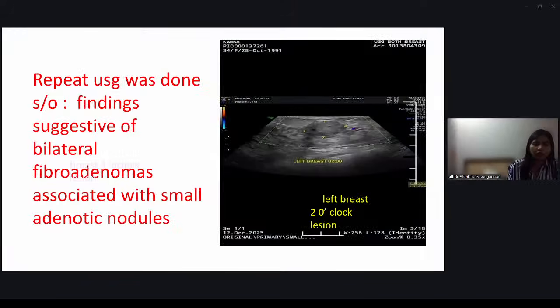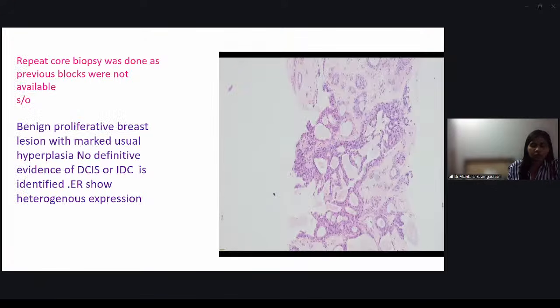Then we did a repeat USG at our center, which was suggestive of bilateral fibroadenomas associated with small adenotic nodules. And then we also did a core biopsy again, as there were no biopsy blocks available from her previous biopsy. So we did it again at our center; this is the core biopsy slide, which was suggestive of benign proliferative breast lesions with marked usual hyperplasia. No definitive evidence of DCIS or IDC is identified. ER shows heterogeneous expression. At our center, we did not see any DCIS, ma'am, or any atypical hyperplasia.